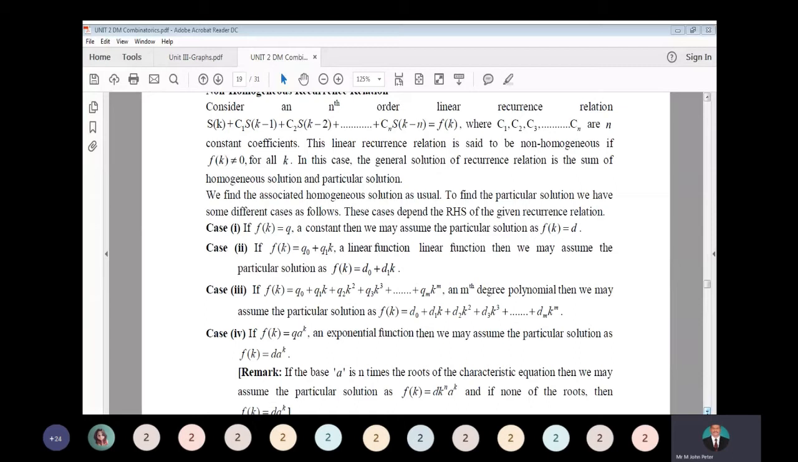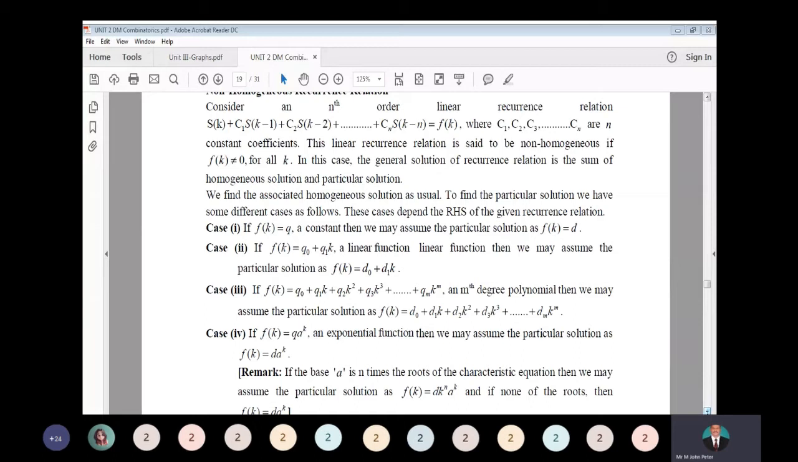So case 1, if f of k equal to q, a constant, we may assume the particular solution as s of k equal to d. So this is the first case. If the right side of the recurrence relation equals a constant, we have to assume s of k equal to d and find the solution, which ends up as some constant. Case 2, if f of k equal to q0 plus q1k, a linear function of variable k, then we may assume that the particular solution s of k is equal to d0 plus d1k. So d0 and d1 are constants. Those values we can find based on the given function.